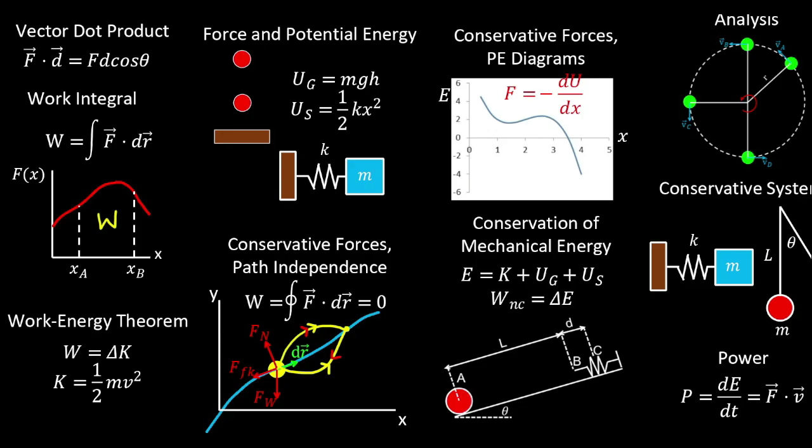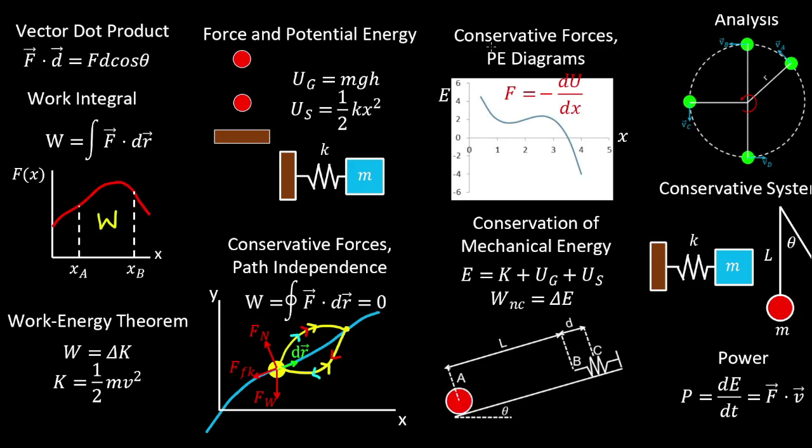And an example of a non-conservative force is friction. So this kinetic friction force will do a different amount of work if the particle travels along this path compared to this path. So therefore the work done by a non-conservative force is not 0 over a closed path.